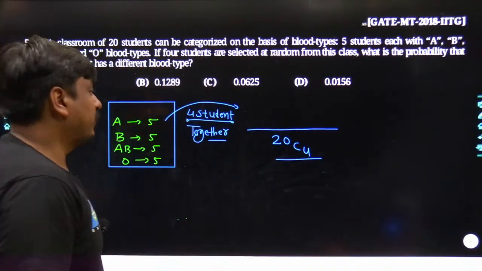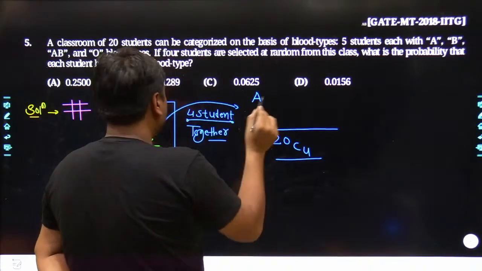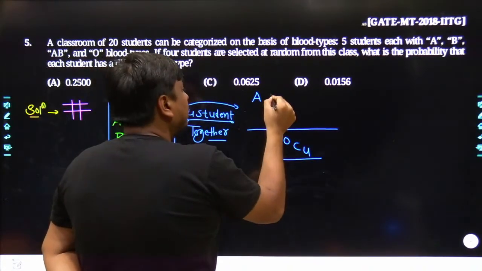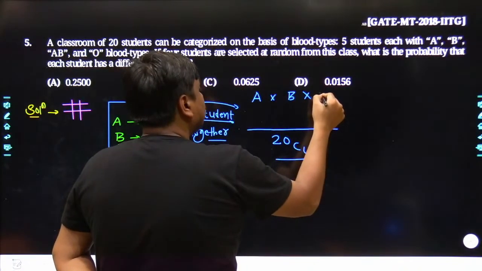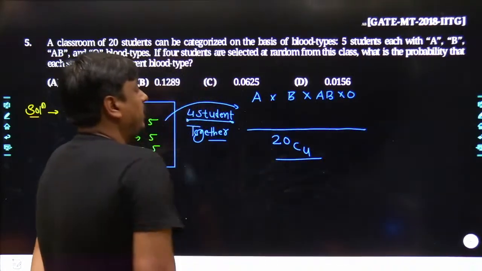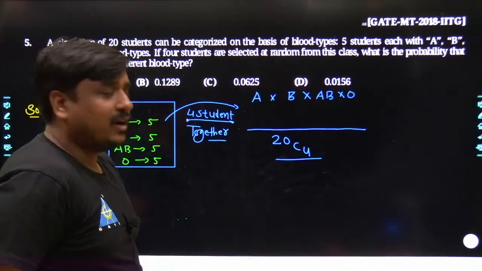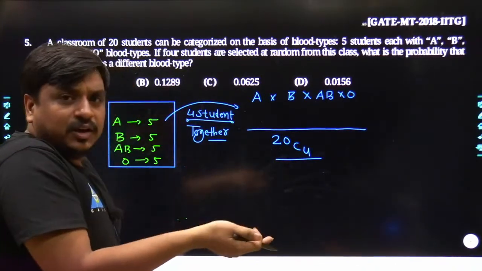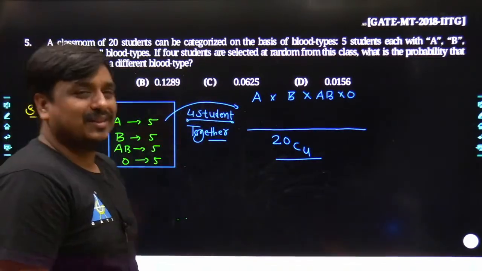Out of that, one should come from the A group, another from B, the next from AB, and the last from O. In the A group, how many students did we have? 5 students. We are going to select 1 student out of that. How many ways could it be done? 5C1.